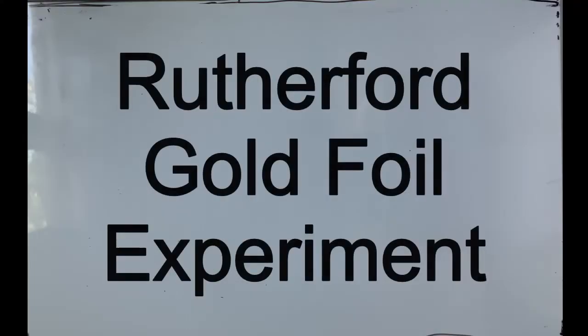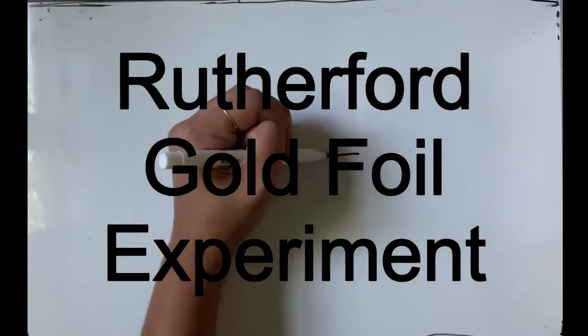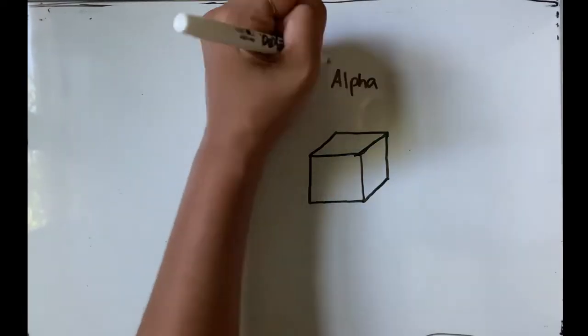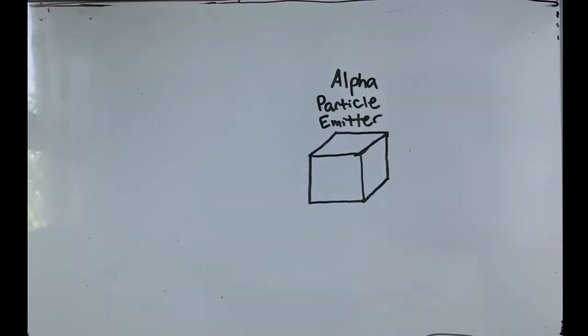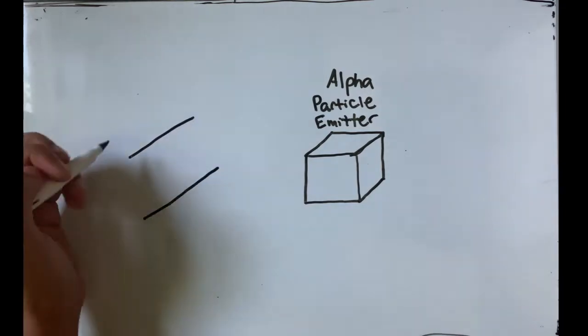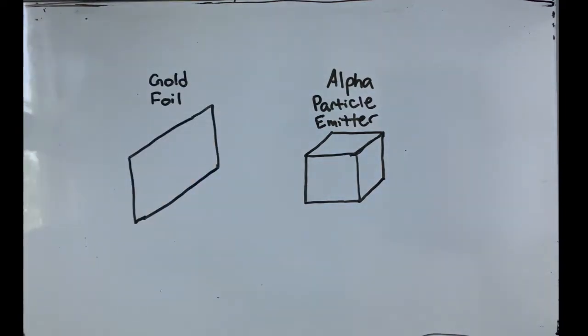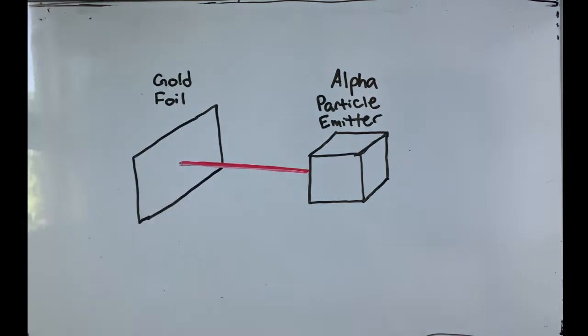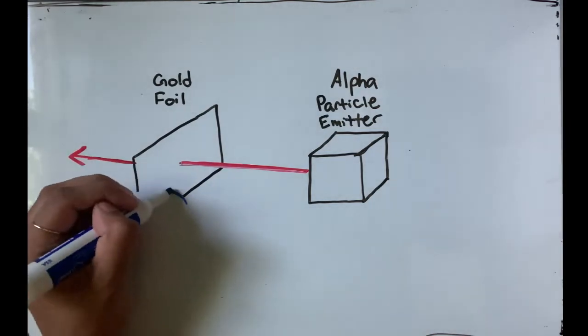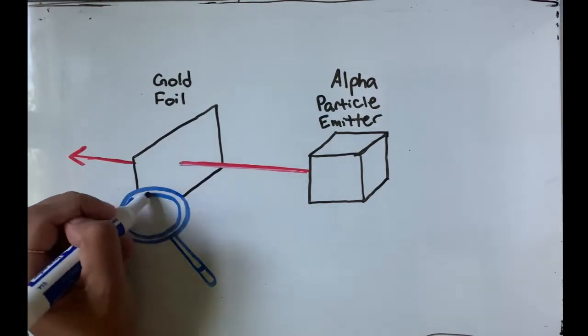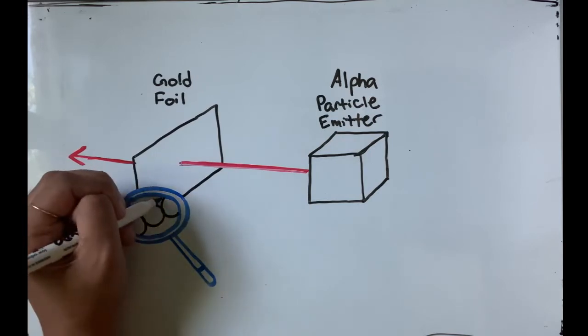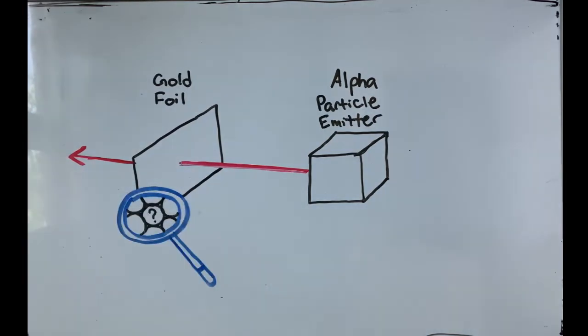Today, in part 2 of the structure of the atom, we're going to be talking about the discovery of protons, neutrons, and the modern view of the atom. Ernest Rutherford conducted the gold foil experiment. In his experiment, he used a device that emitted alpha particles to send out a stream of the positively charged particles into thin foils of gold. Rutherford intended on seeing how the alpha particles would react to the gold on an atomic level, so he could figure out more about the structure of the atom.